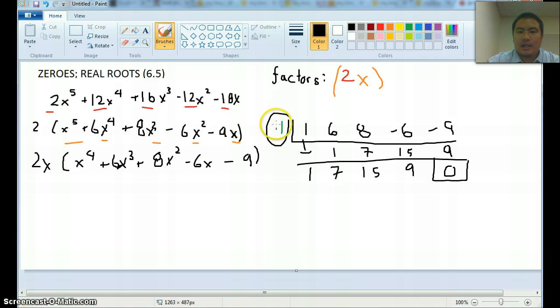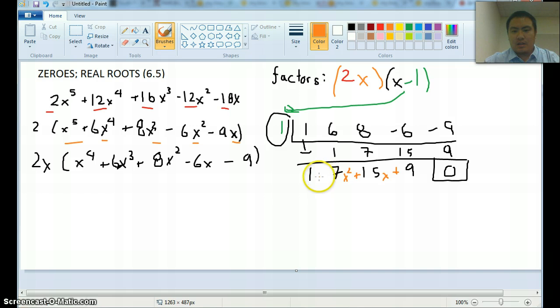So if this is the root that works, what is the factor that I used? Well, the factor that I used has to be x minus 1. Okay, so that tells me that part, right? Because the actual root is 1, because if I plug in 1, I will get 0. Alright, so what am I left with here? This tells me I have 1x cubed, 7x squared, 15x, and positive 9.